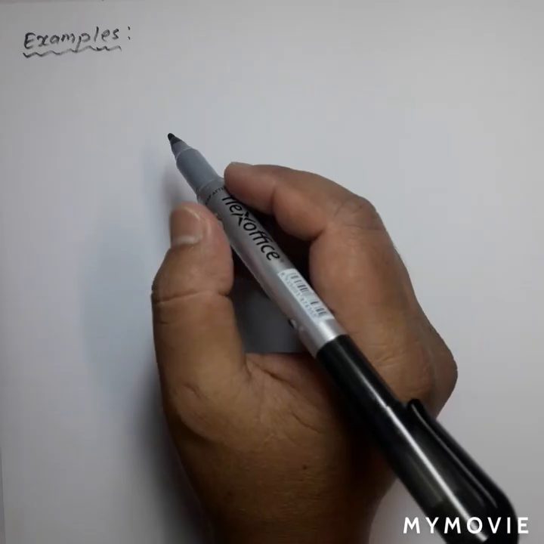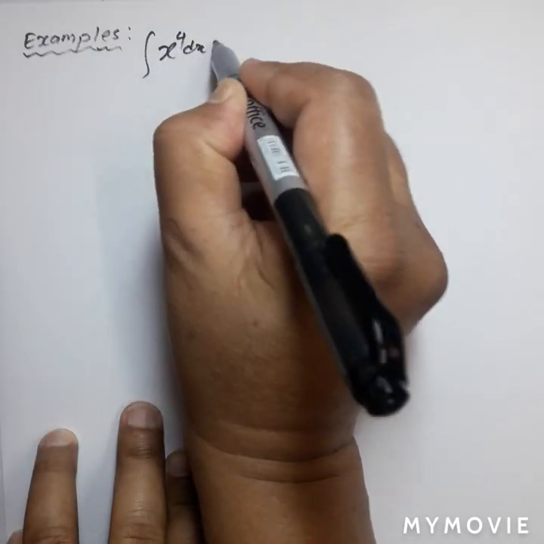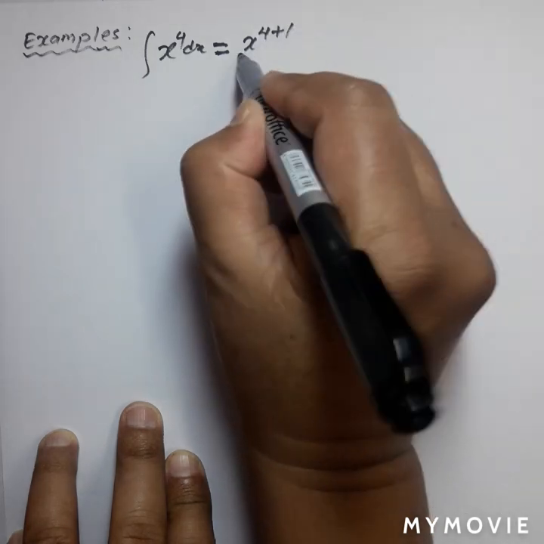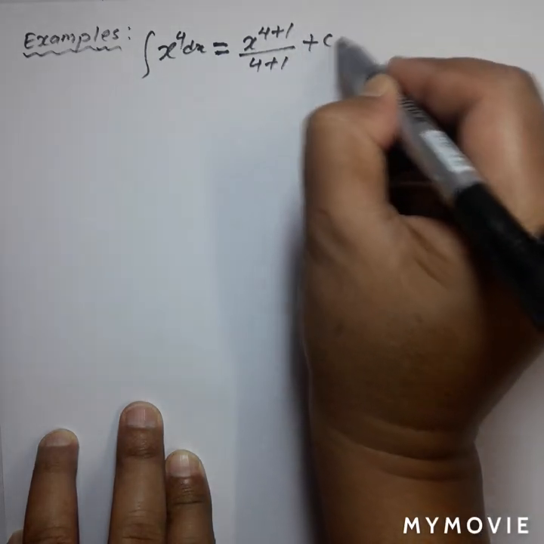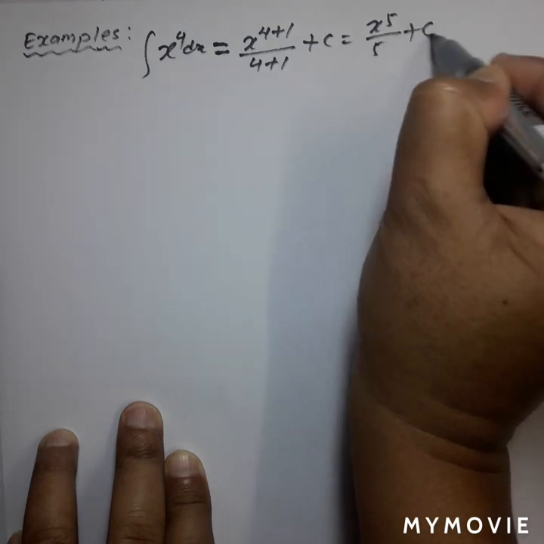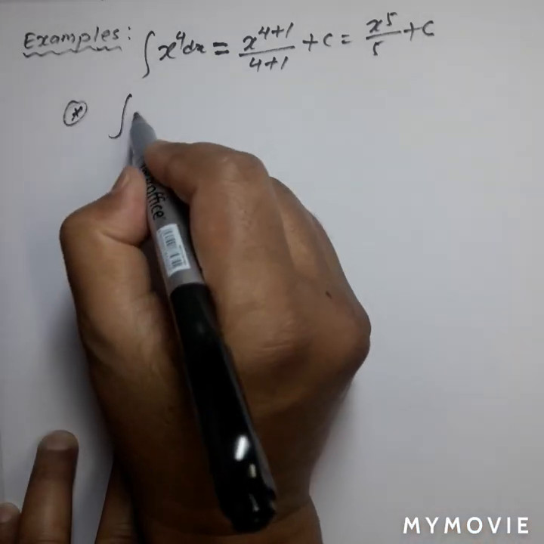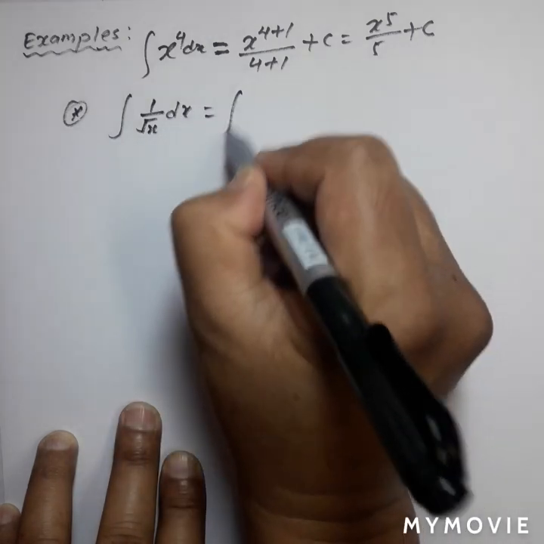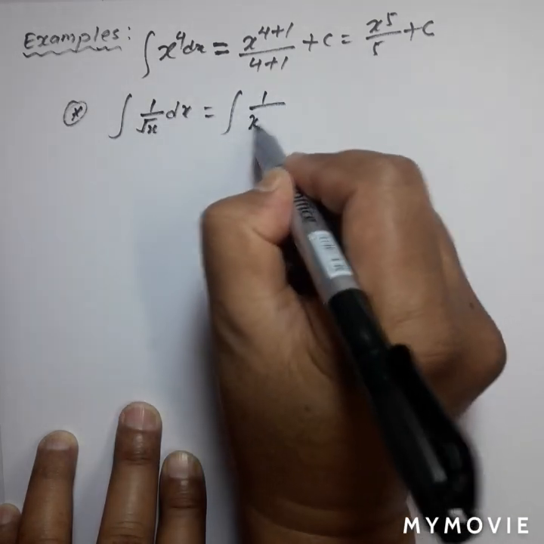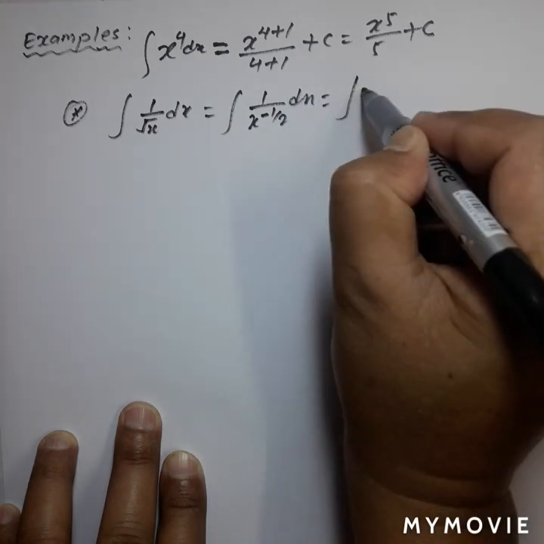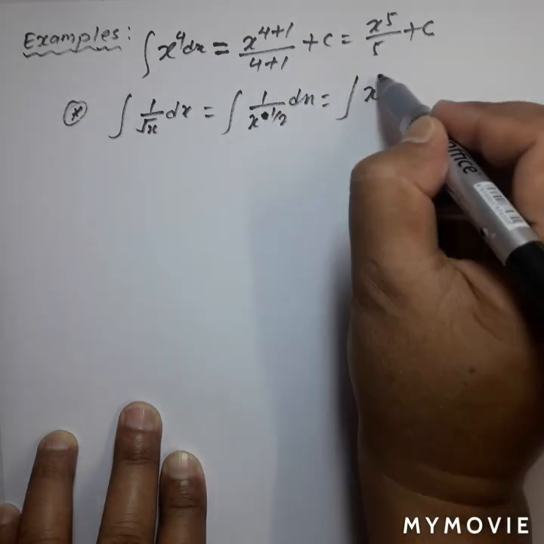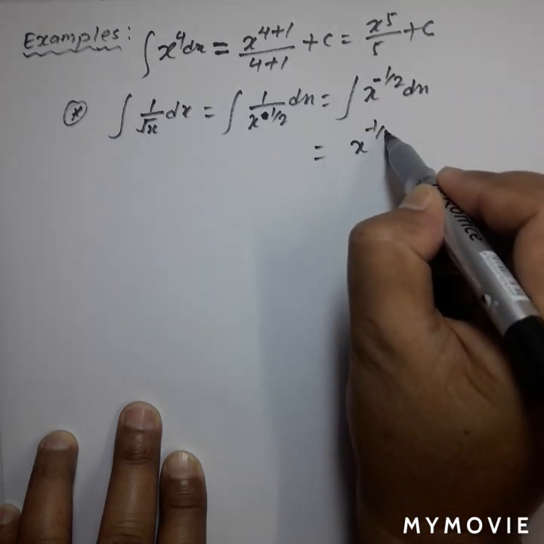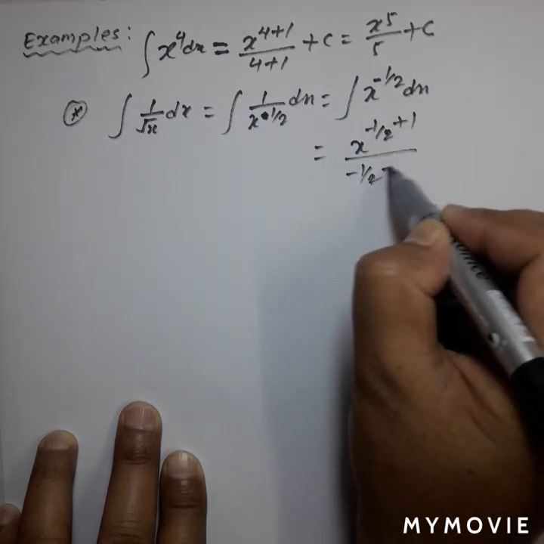Let us start. Now in the example, x^4 dx is given, then what is its integration? It is x^(4+1)/(4+1) + c, which is x^5/5 + c. Let us take one more example, the integration of 1/√x dx. What does it mean? This is 1/x^(1/2), which becomes x^(-1/2) dx. Now we can use the power rule: x^(-1/2+1)/(-1/2+1) + c.